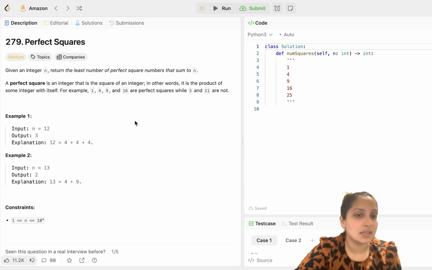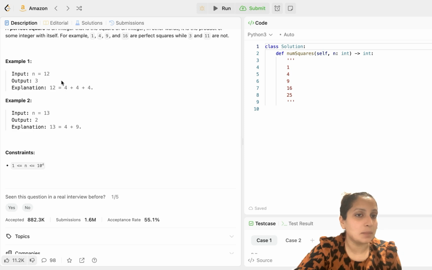So let's look at a few examples. In example 1, n given to you is 12 and your output is 3. That is, you require a bare minimum of 3 perfect squares, which is 4 plus 4 plus 4, such that those perfect squares sum up to 12. Now you would say it could also have been 9 plus 1 plus 1 plus 1, but in that case the number of perfect squares is 4. So that's why you need the minimum number of perfect squares which sum up to n.